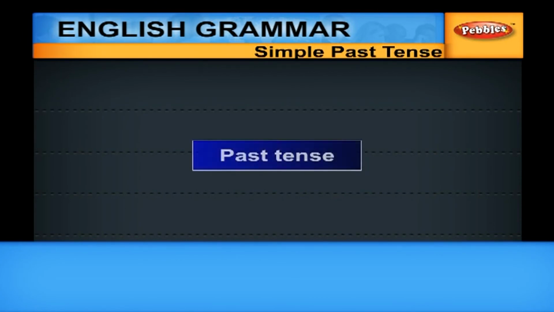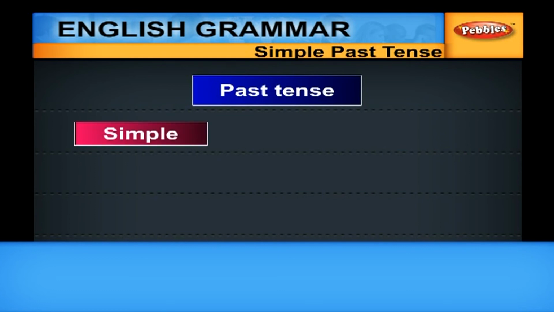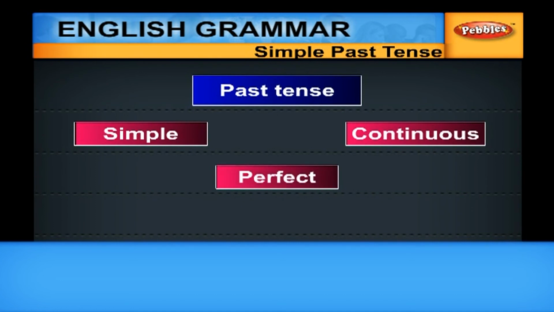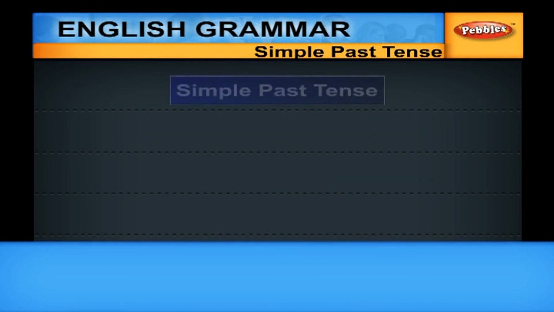Past tense. Now we go to the second tense, past tense. Past tense, as the name indicates, refers to a past action. The four aspects in the past are simple, continuous, perfect, and perfect continuous. We will begin with simple past. In the simple past, we are going to use the past form of the verb, what we have termed as VED.